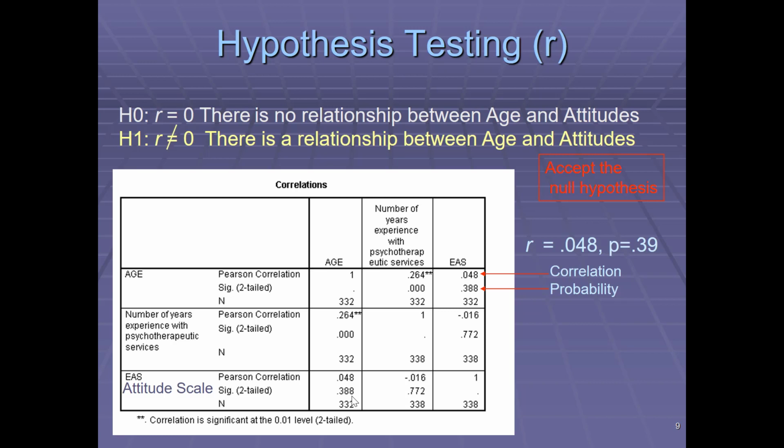It's not statistically significant, and so we are going to accept the null, because that means that there is no relationship between age and attitudes. Okay, so if our p-value was 0.05 or less, then we would reject the null because we would say that yes, there is a relationship between age and attitudes. But because our p-value is 0.39, which is higher than 0.05, that means that it's not significant, and that means that there is no relationship between age and attitudes, and so we would accept the null hypothesis.